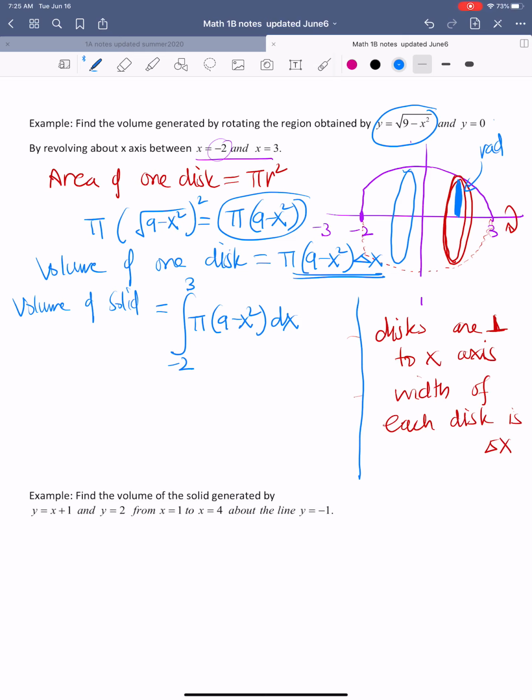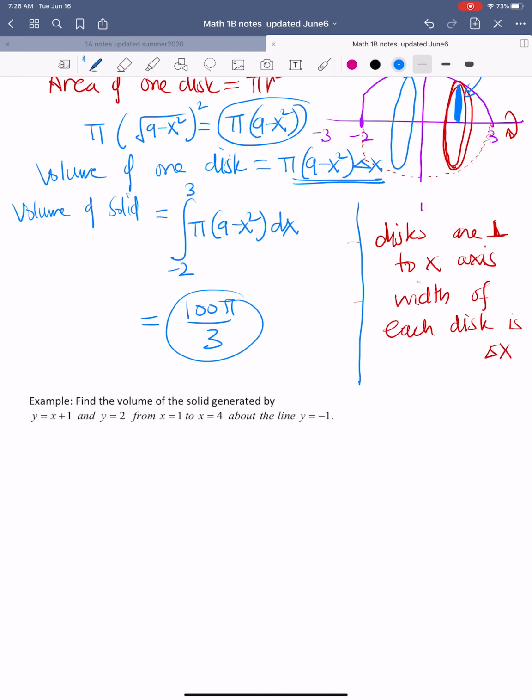Okay, so 9 minus x squared between negative 2 to 3. Go ahead and evaluate that integral and check with me. It comes out to be 100 pi over 3. That is the volume of the solid obtained by rotating this solid over the x-axis. All right, next example.